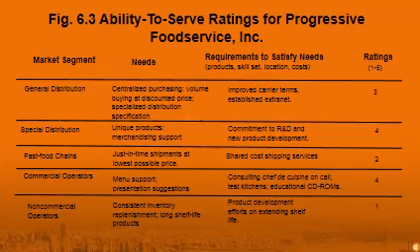Figure 6.3 Ability to serve ratings for Progressive Food Service Incorporation. So in the 6.3 illustration, it explains the ratings of 5 segments according to their requirements to satisfy needs such as products, skill set, location, and cost. Special distributions, so-called segment B, and commercial operators, segment D, get the highest ratings, which means that they have progress in terms of satisfying the needs of the customers.